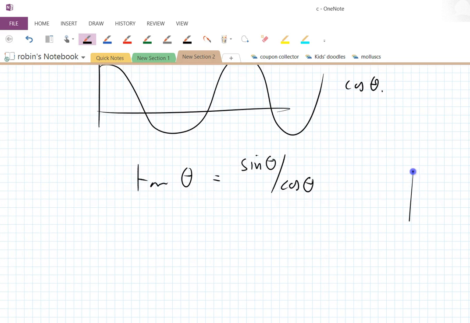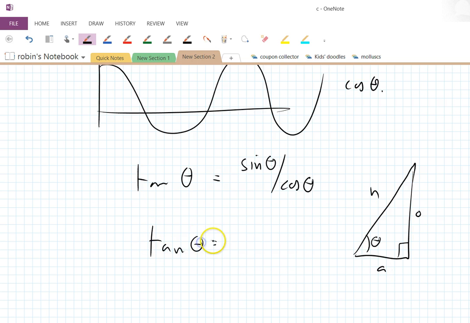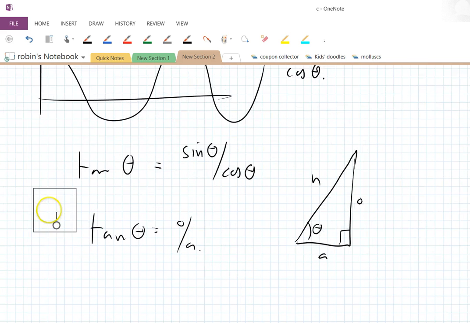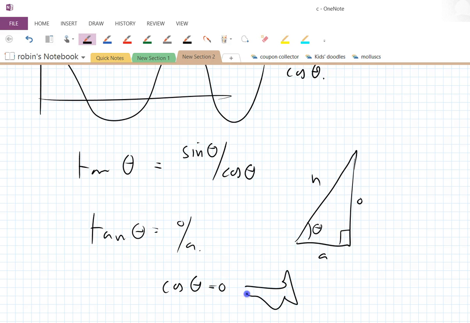Or if we go back to the sides, if we just draw it in standard form like this, there's your right angle, that's theta, opposite, hypotenuse, adjacent. Tan theta equals opposite over adjacent. It should be obvious to you that if we've got sine theta divided by cos theta, if cos theta equals 0, that means problem, because you cannot divide by 0.